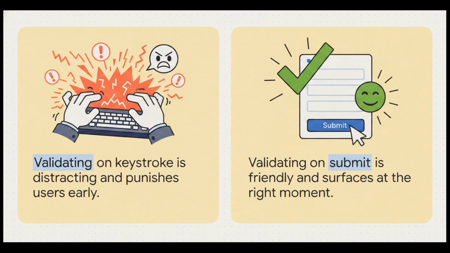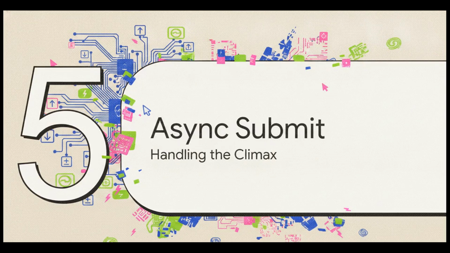Validating on submit, however, is a much friendlier default. It lets the user fill out the form in peace and surfaces the exact right feedback at the exact right moment. Now, for more complex multi-page forms, an excellent middle ground is validating on blur, meaning we run our checks the exact moment the user tabs away from a specific field. But for standard data entry, waiting for the submit action ensures you aren't interrupting the user's flow. Let's move to Section 5, Async, Submit, and Feedback.